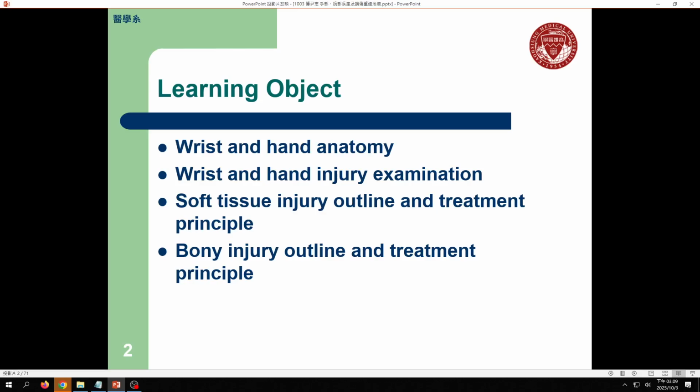So today I want to talk only about the principle. Just follow me from anatomy, to the examination, and then how to treat it. That's the principal method. After that, we divide it into bone and soft tissue injury, the outline, okay? So today is quite easy. Don't worry about that. Maybe after this class, 90% of the test is just inside this learning object.